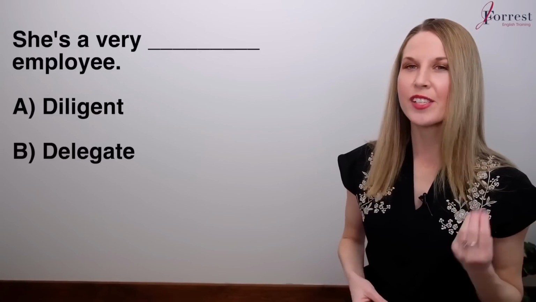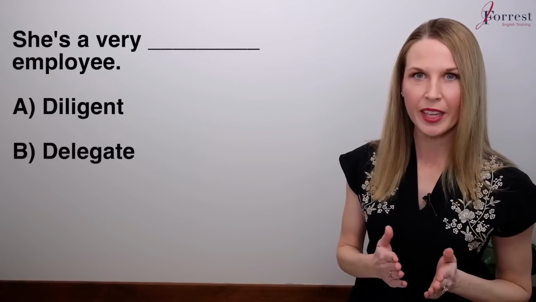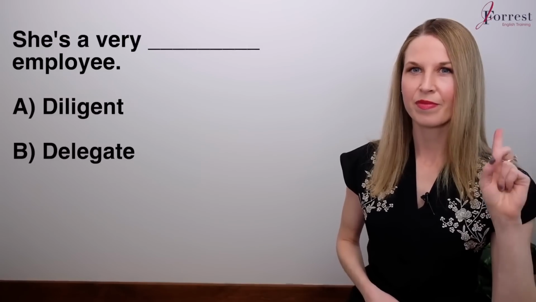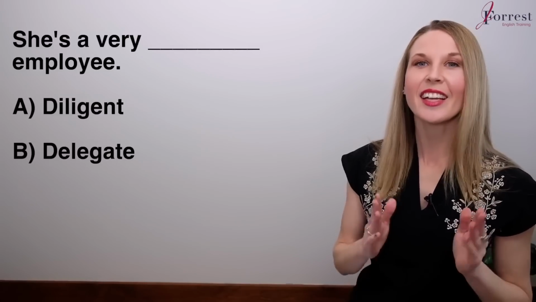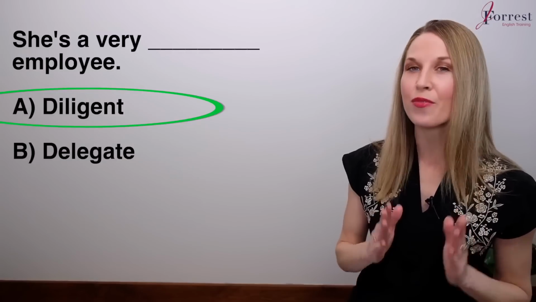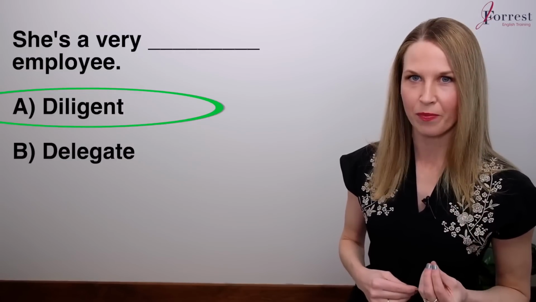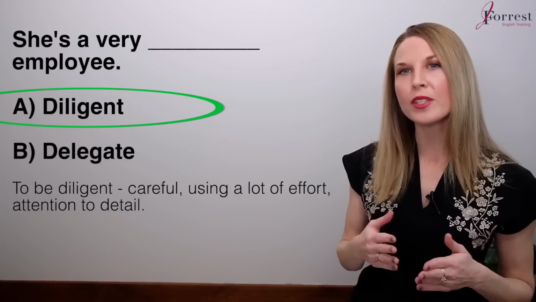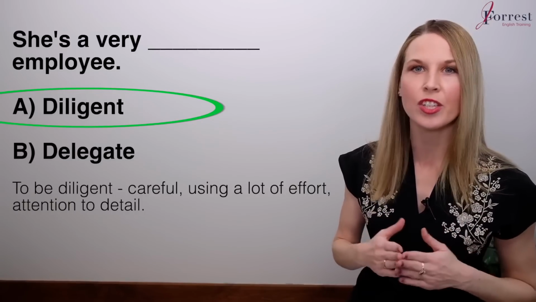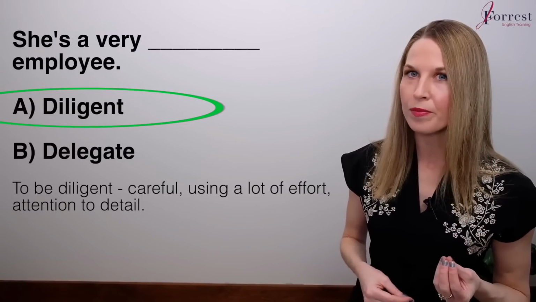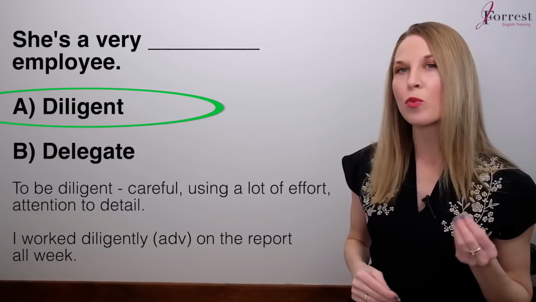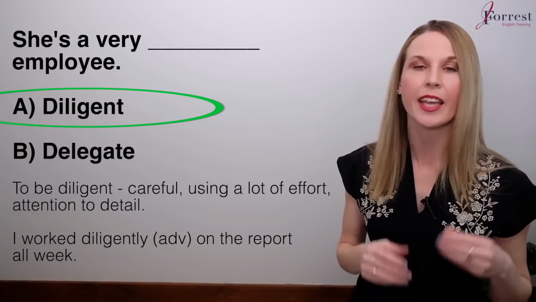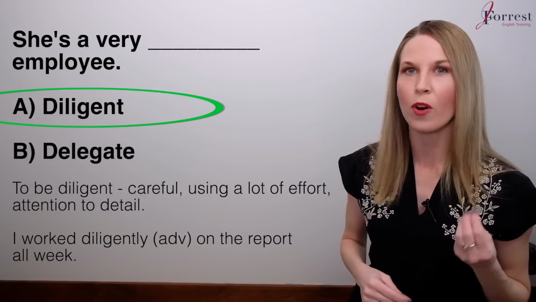Question 2. She's a very blank employee. Option 1, option 2. The correct answer is A, diligent. She's a very diligent employee. To be diligent, this means to be careful or using a lot of effort and attention to detail. For example, I worked diligently on the report all week. So notice in this case, it's an adverb, diligently. I worked diligently on the report all week.